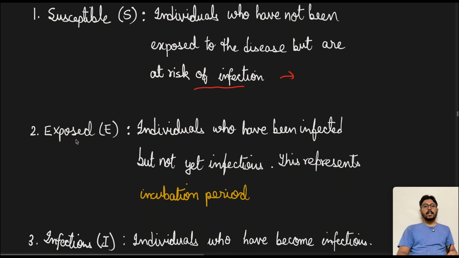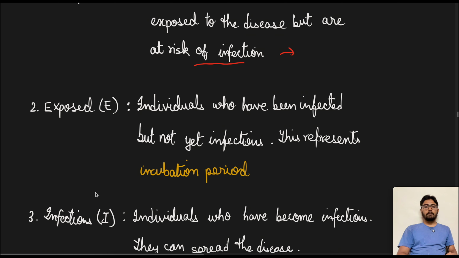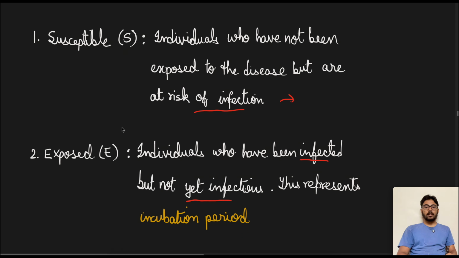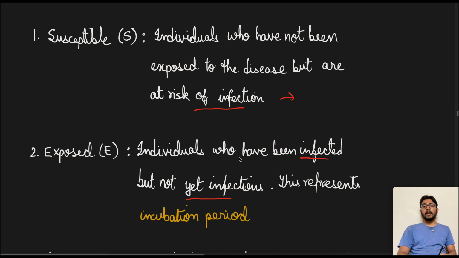Next is the exposed. I would have made I before, but no issues. Exposed, E: individuals who have been infected but not yet infectious, right? If we try to understand, the first phase of infection is going to be susceptibility, then exposure. In this phase, individuals may have been infected whether they know or not, but they are not yet infectious to the other people around them. This represents the incubation period.